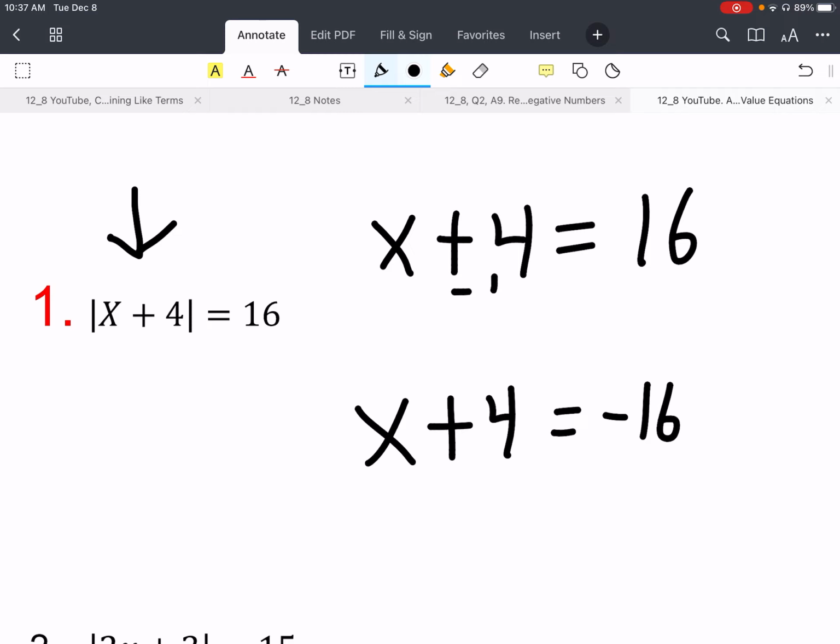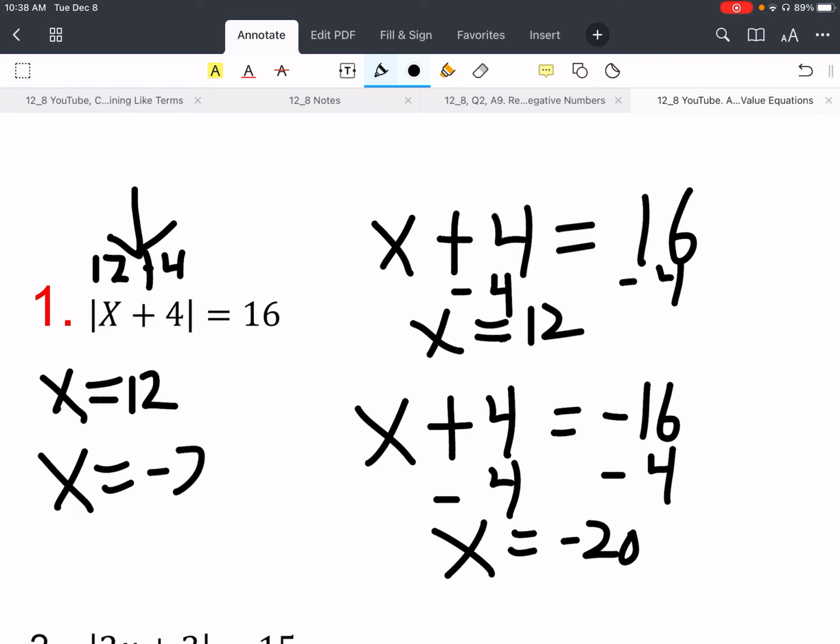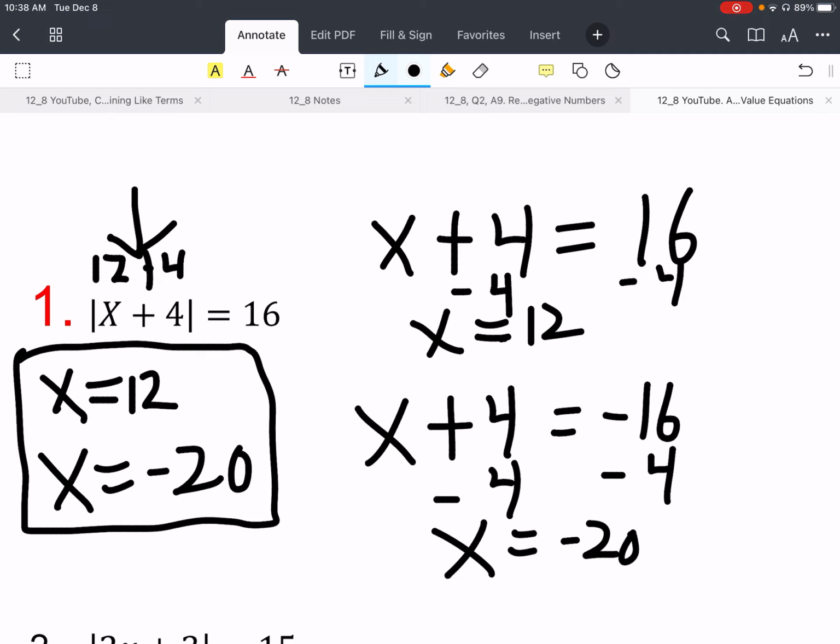Solve these, very simple. We're subtracting 4 from both sides. Our first answer is x equals 12, because if we did 12 plus 4, we would get 16. So x equals 12 is our first answer. And for our second answer, we're still subtracting 4 from both sides, and we're going to get x equals negative 20. And you are going to need both of those answers to get full credit.